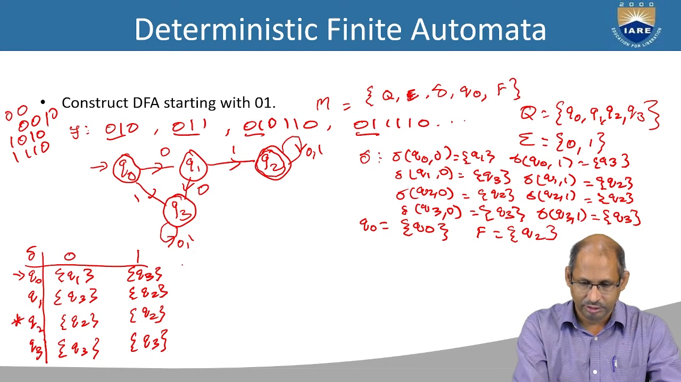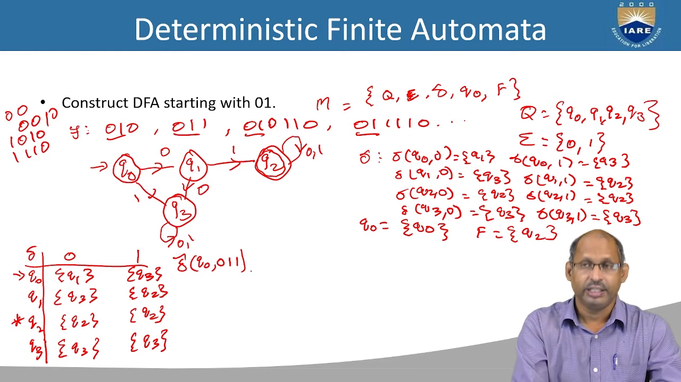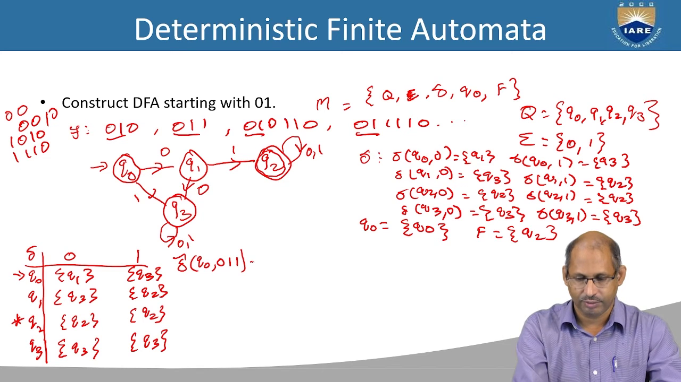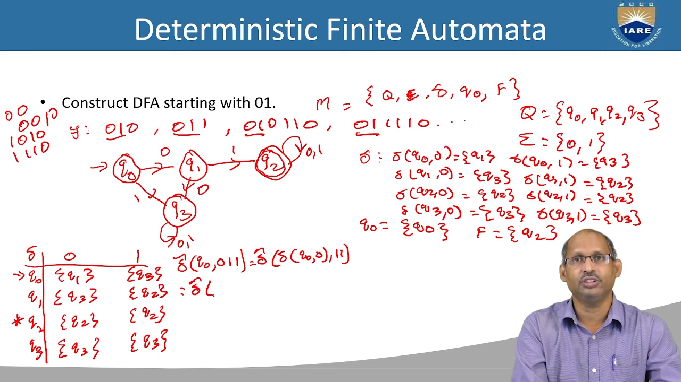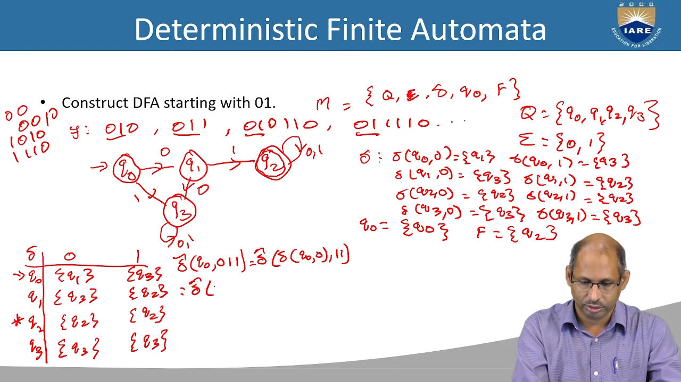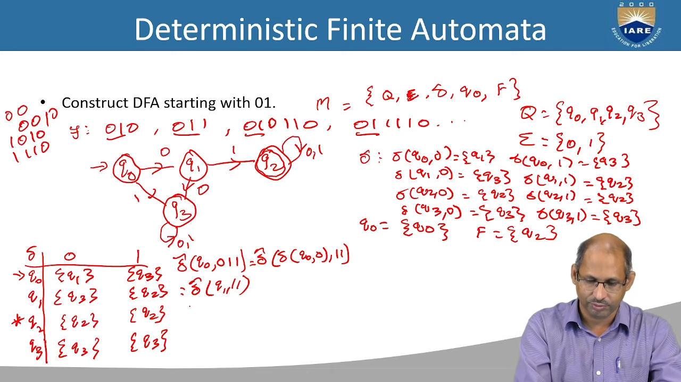So we consider the string transition function q naught on 0, 1, 1. Is it acceptable or not? We'll check. String transition function q naught on 0, 1, 1. Right. Q naught on 0, what does it give? Q1. Right? Q naught on 0 results in state Q1. Next input symbols 1, 1.